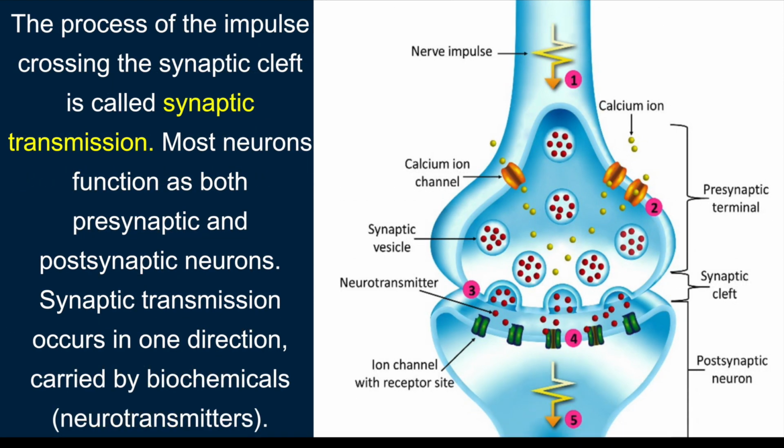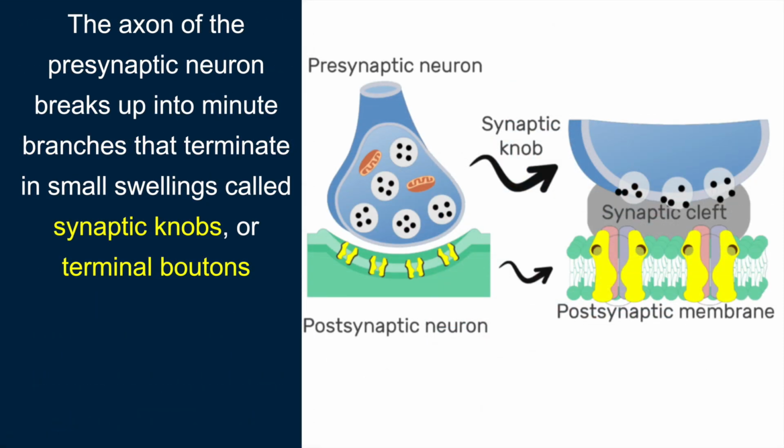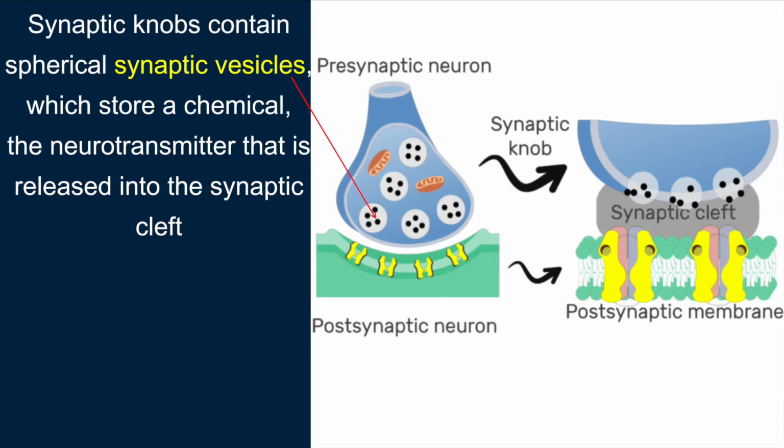The process of the impulse crossing the synaptic cleft is called synaptic transmission. Most neurons function as both presynaptic and postsynaptic neurons. Synaptic transmission occurs in one direction, carried by biochemicals, that is, neurotransmitters. The axon of the presynaptic neuron breaks up into minute branches that terminate in small swellings called synaptic knobs or terminal buttons. Synaptic knobs contain spherical synaptic vesicles, which store a chemical, the neurotransmitter, that is released into the synaptic cleft.